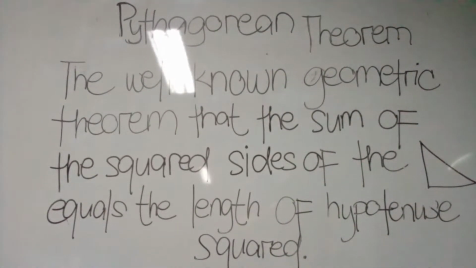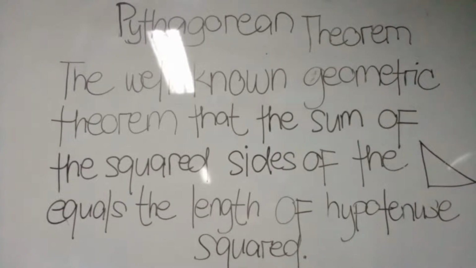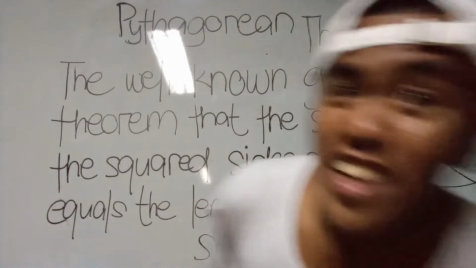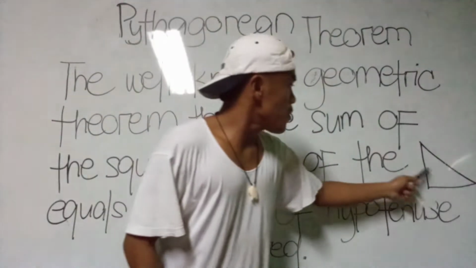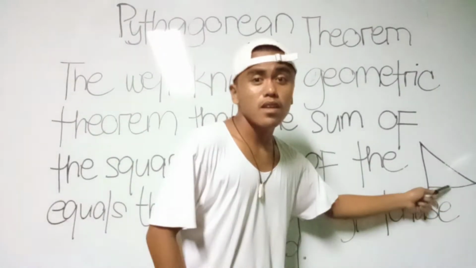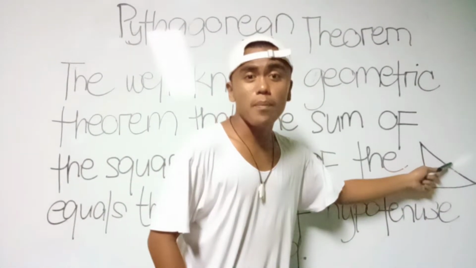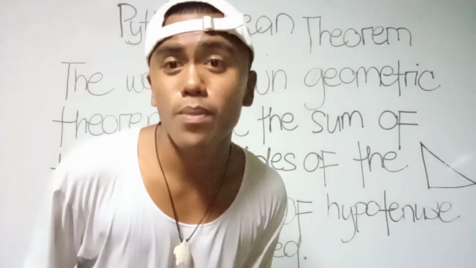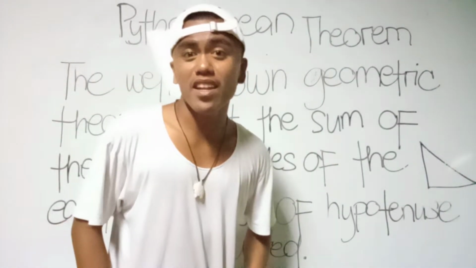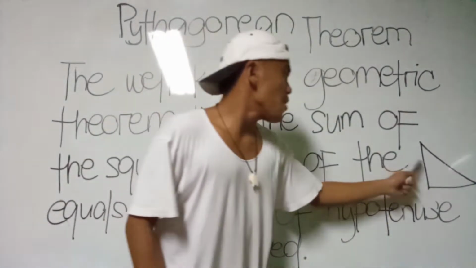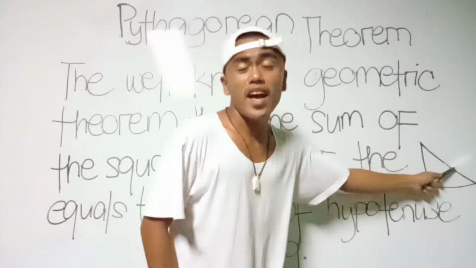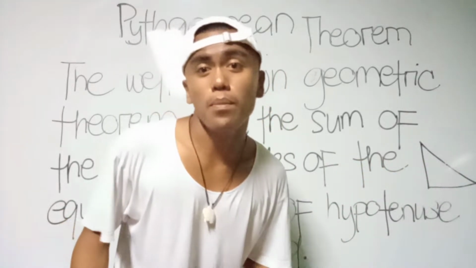The Pythagorean Theorem is the well-known geometric theorem that the sum of the squared sides of the triangle is equal to the length of the hypotenuse squared. It means, guys, that the sum of the squared sides of the triangle is equal to the hypotenuse squared of the triangle. To give you further explanation so that you can understand and believe it, I can give you an example.